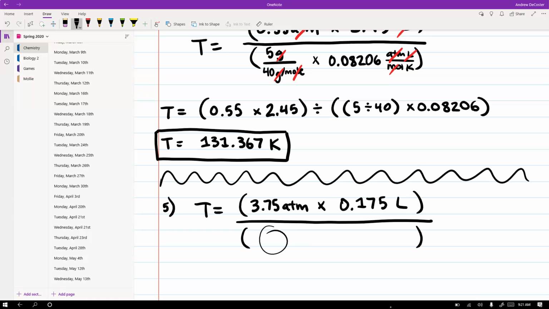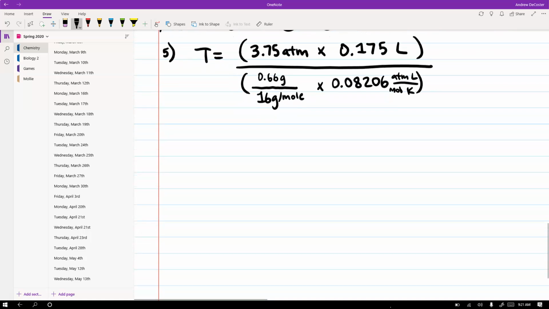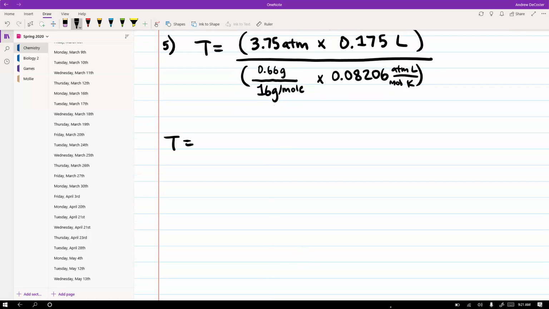So N is the number of moles, right? We have to say how heavy it is, 0.66 grams, divided by the weight of the chemical in the periodic table. And it says oxygen gas. That's really easy. Oxygen is 16 grams per mole. I bet some of you even have that number memorized at this point. And then I'm going to multiply that by the value for R, which is 0.08206 atms times liters over moles times Kelvin. All right, so my final answer will be, well, I'm going to divide out all the unnecessary units first of all. So I'm left with just Kelvin.